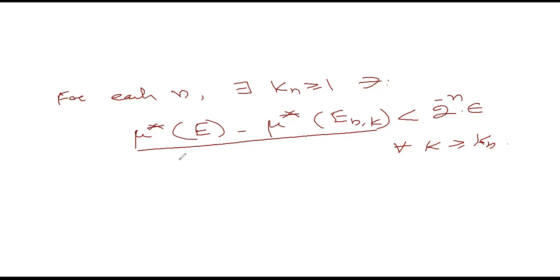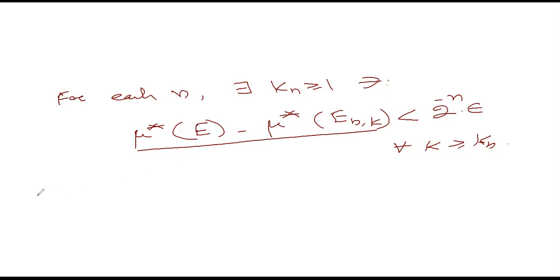So mu star of E minus mu star of E_{n,k} is less than 2 power minus n epsilon for all k greater than or equal to k_n. This is our situation now. From this epsilon I have to find a measurable subset F of E such that the measure of F is less than epsilon. Then I have to show that on E minus F, f_n converges to f uniformly.